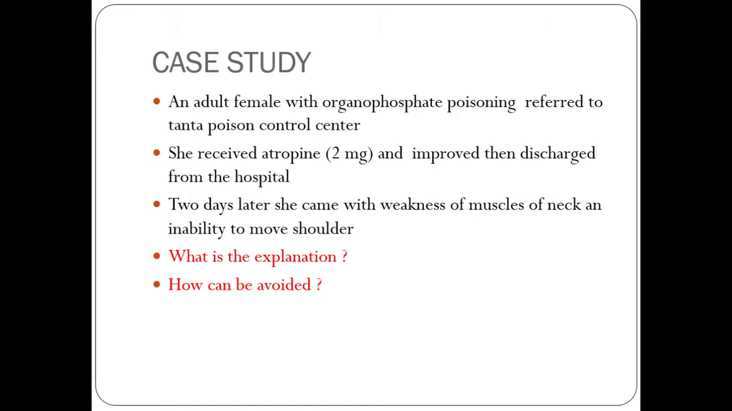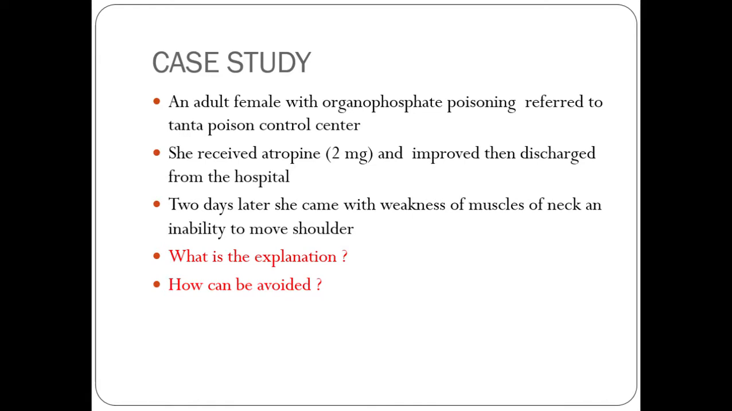This case is called intermediate syndrome. What is intermediate syndrome? If the patient is not treated properly, there will be permanent inhibition of the cholinesterase enzyme, leading to aging of the enzyme, and the patient complains of nicotinic manifestations in the form of weakness of muscles, mostly the muscles of the neck and the upper chest. So he can't move the muscles of his neck or move his shoulder. So the explanation is intermediate syndrome because he didn't receive the proper treatment.